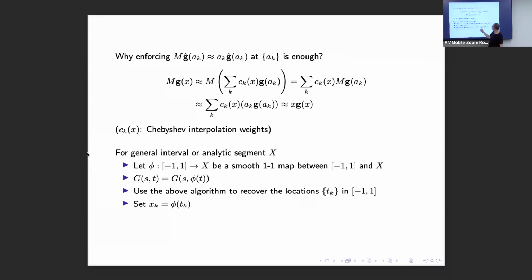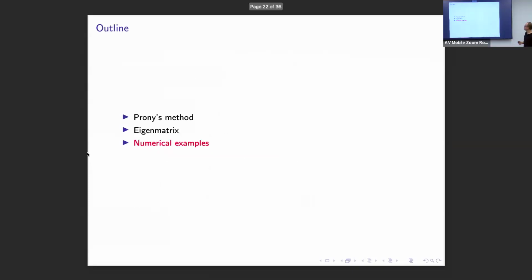Once I know what the locations are, denoted by zk in the unit domain, I do a push forward to figure out what the location should be on this curved segment or on a general domain. Okay. All right.